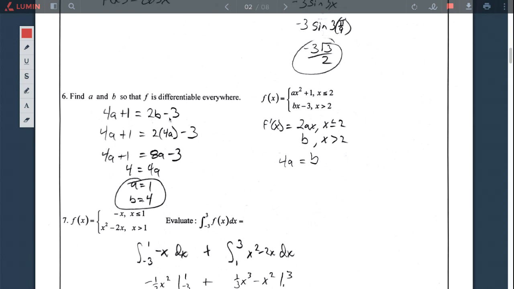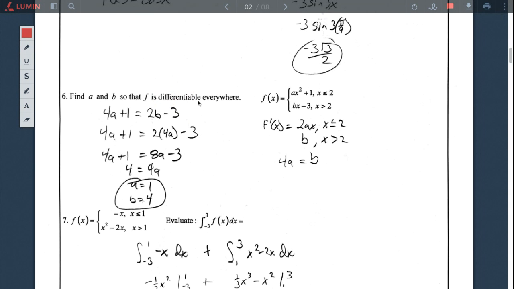6, find a and b so that f is differentiable everywhere. 4a plus 1, or so differentiable everywhere. So if I'm differentiable, that means it's also continuous, which means the limits as we approach 2 have to equal each other in this case. So I'm going to plug 2 in, which gives me 4a plus 1, and I'm going to plug 2 in, which gives me 2b plus 3. So because it's continuous, when I plug 2 into both of these, they have to equal each other.